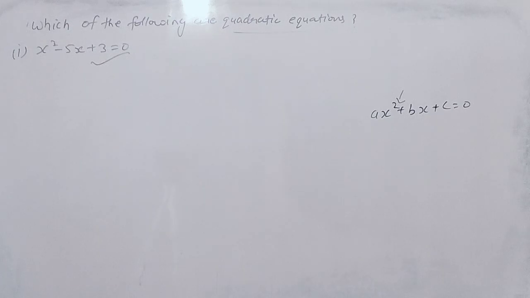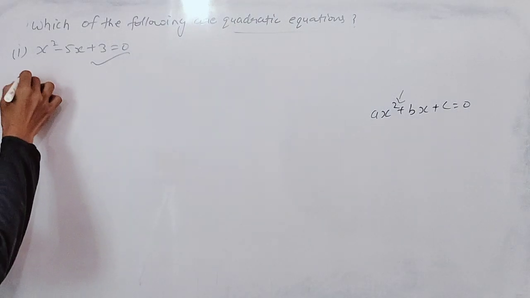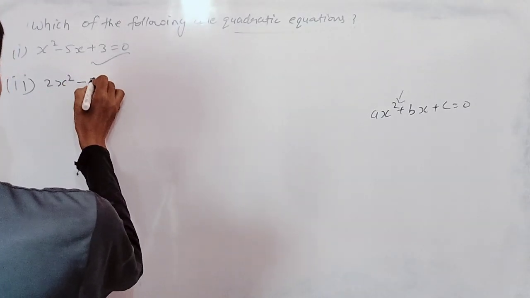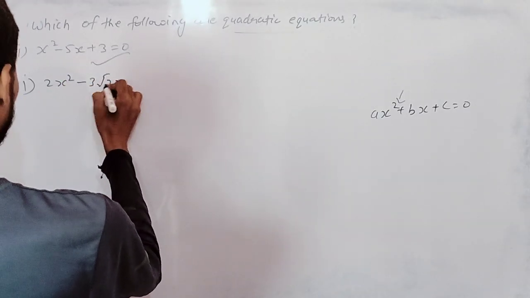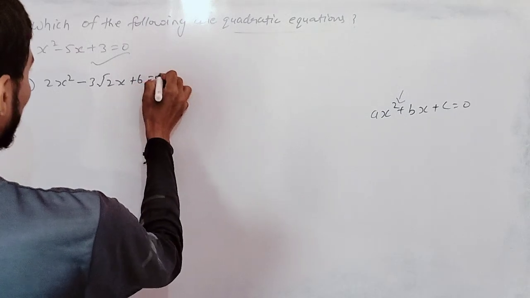This is a quadratic equation because the exponent is 2, and x is not in a root and x is not in a denominator. Now next is 2x square minus 3 under root 2x plus 6 is equal to 0.